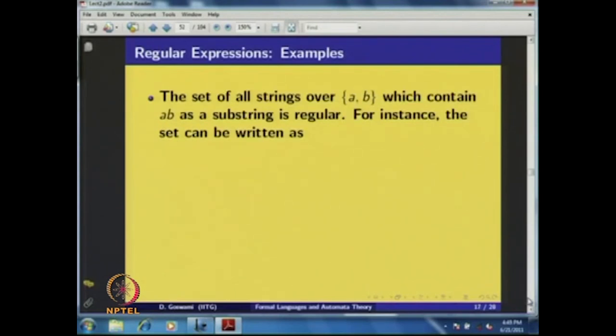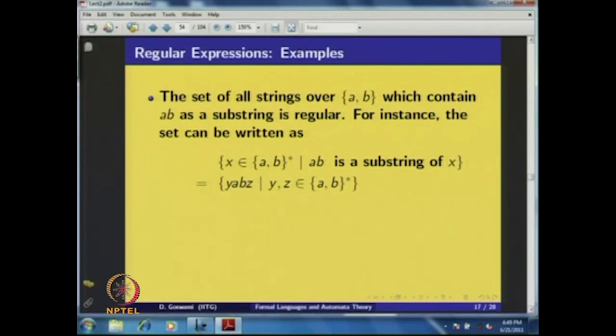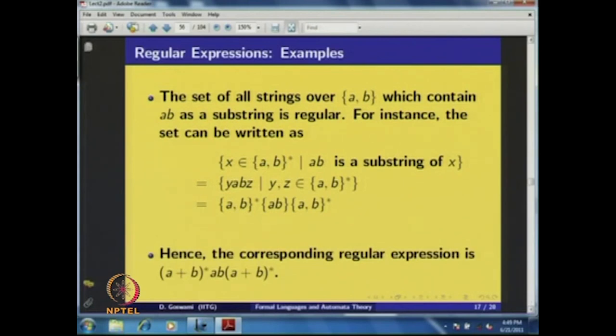Let's consider the language, the set of all strings over {a, b} which contain ab as a substring. I can show that this set is a regular set. For instance, we can write this set as all the strings x belonging to {a, b} star such that ab is a substring of x, and then this can be written as yabz for some y, z belonging to sigma star. Here y and z may be any string from {a, b}. Any string from {a, b} can be written as (a+b) whole star, and this is also (a+b) whole star. So, we can write this as a concatenation of three languages: (a+b)*, ab, and (a+b)*. Now, this can be represented as (a+b)* ab (a+b)*. So, this is a regular expression for the given language, and hence this set is regular.